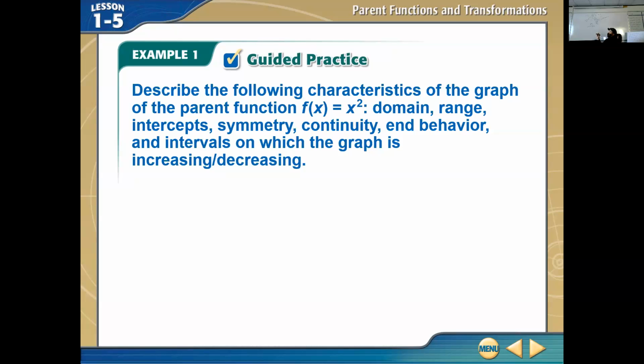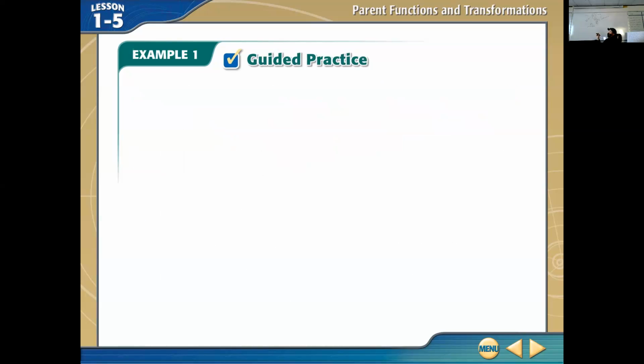This one is going to have y-axis symmetry. Okay, that's because if we have the value x and we plug in -x, we would get the same y value. Our continuity is continuous. End behavior: since it's a parabola going up, as x approaches positive infinity, f of x approaches positive infinity. The intervals on which the graph is increasing or decreasing: it's decreasing from -infinity to 0, and it's increasing from 0 to positive infinity. And once again, you can see those pretty well just from the graph of x squared.